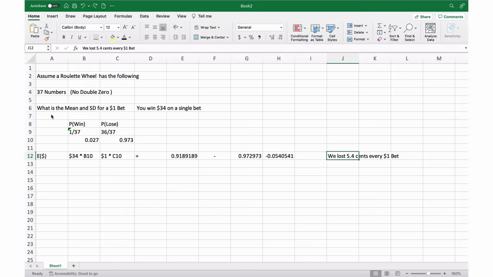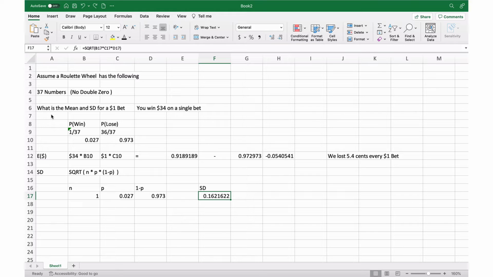Now, to compute the standard deviation, all we need to do is use our formula, the square root of n times p times 1 minus p, where n is the number of trials, which in this case is 1, p is our probability of winning, and 1 minus p is the probability of losing. So here, we'll set up our small table of n, p, and 1 minus p. We'll plug in our values that we have before, 1, 0.027, and 0.973. And when we take the square root of the product of those numbers, we end up with 0.162. And that's our standard deviation for a $1 bet on this particular roulette wheel.